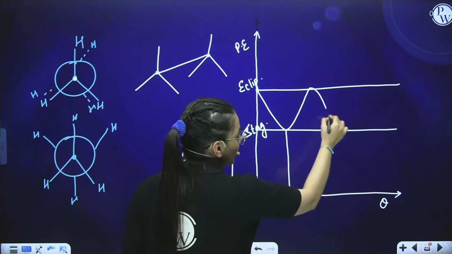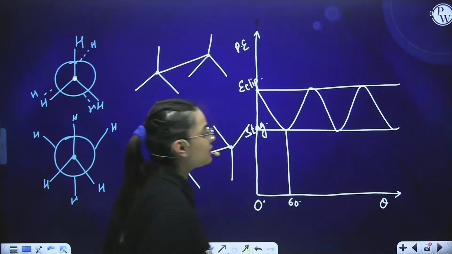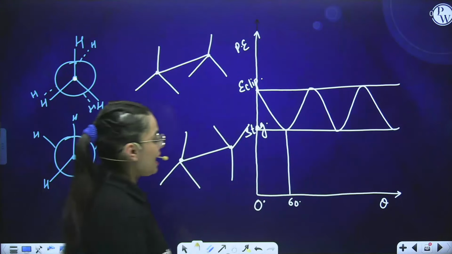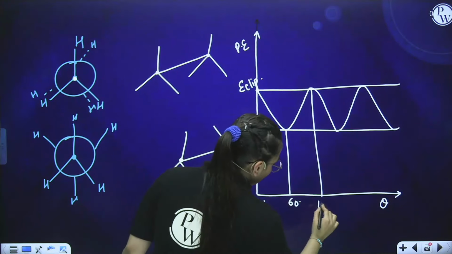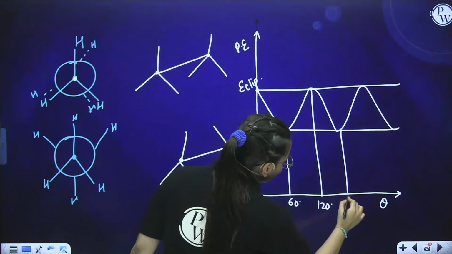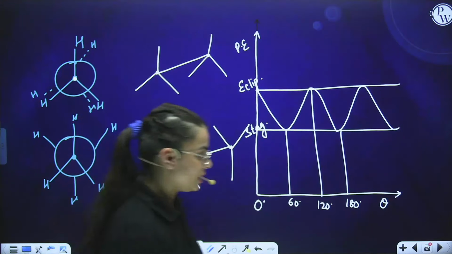When you rotate again, it will convert into staggered. When you rotate again, like this. So this is the graph that is being observed, right? After every 60 degree, the forms get changed. So these were the conformers of ethane that you need to know.